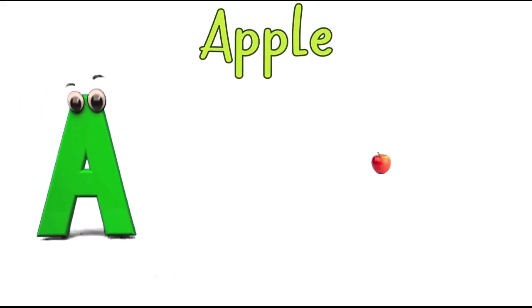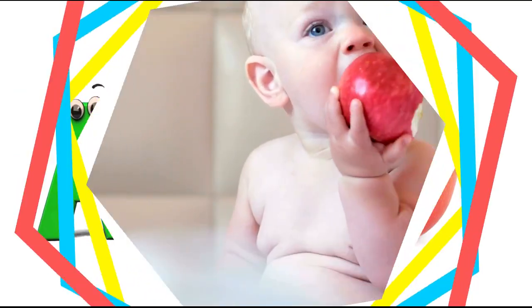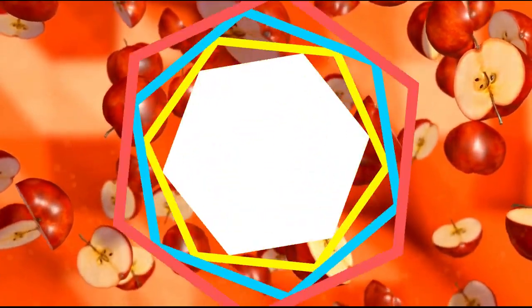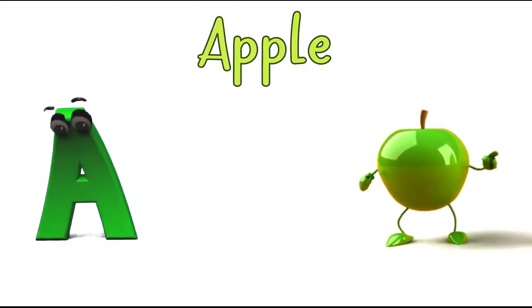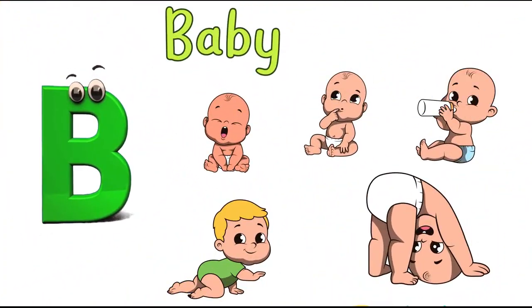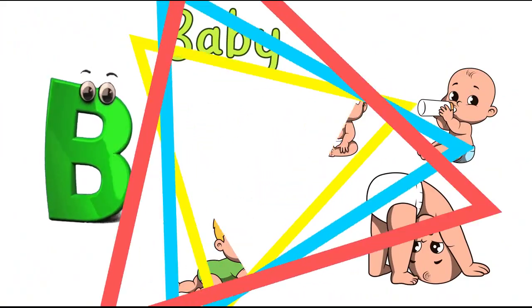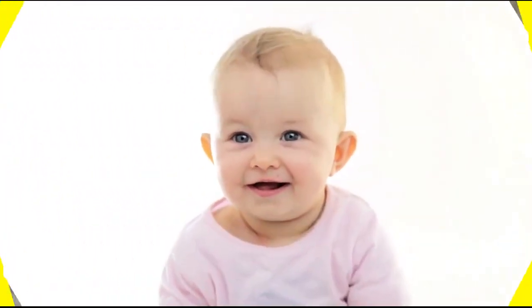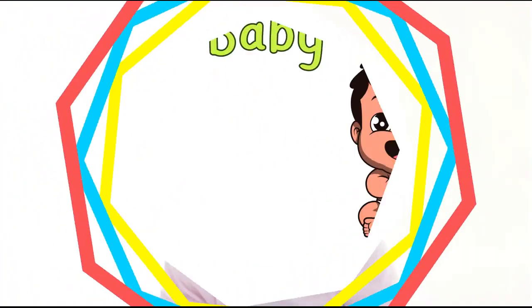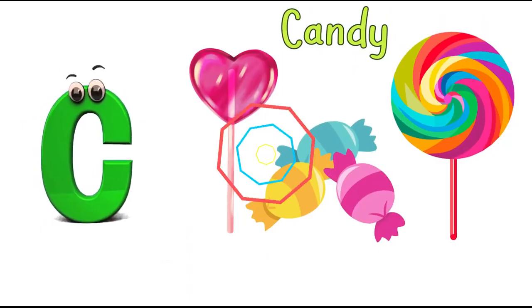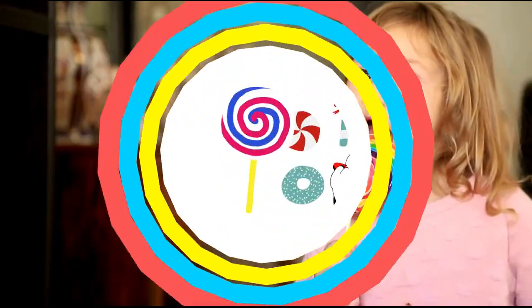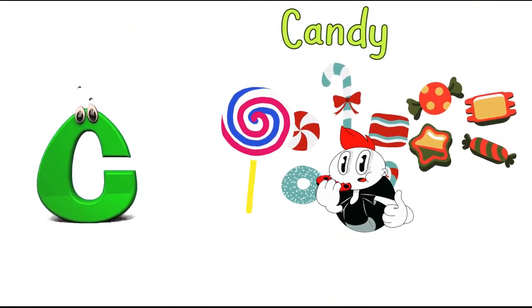A is for apple, apple, apple, apple. B is for baby, baby, baby, baby. C is for candy, candy, candy, candy.